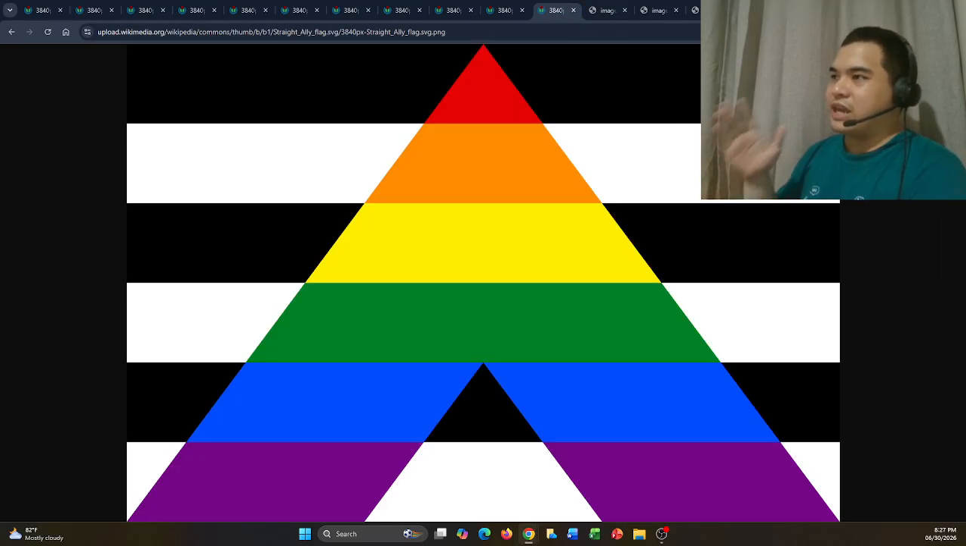And this finally is the straight ally flag. They took the straight flag and then modified it to include the pride flag, and it's shaped like an A. So this is the straight ally flag. Basically, a straight ally flag is for heterosexual people that support the LGBT community, and between the straight and the straight ally flag, I also identify myself as a straight ally.